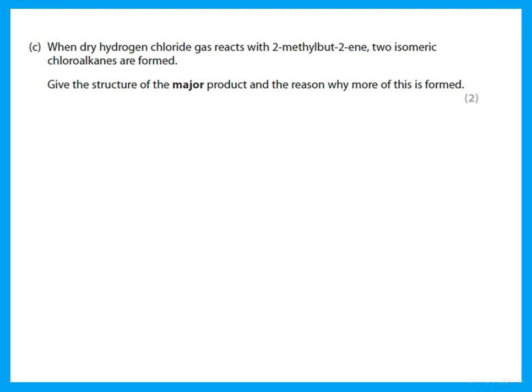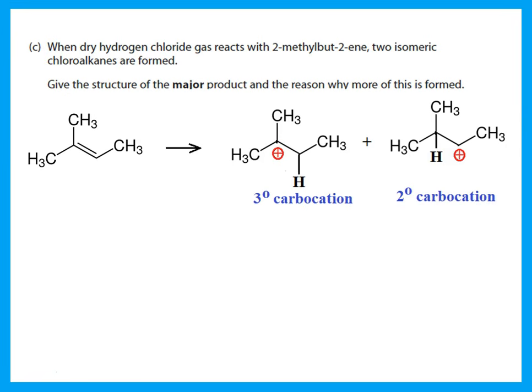Give the structure of the major product and the reason why more of this is formed. Well, if I have 2-methyl-butene, this is 2-methyl-butene. Now, if I react it with HCl, remember that the first thing that I would do is add hydrogen to the carbon that has more hydrogens, and the other carbon will be a carbocation.